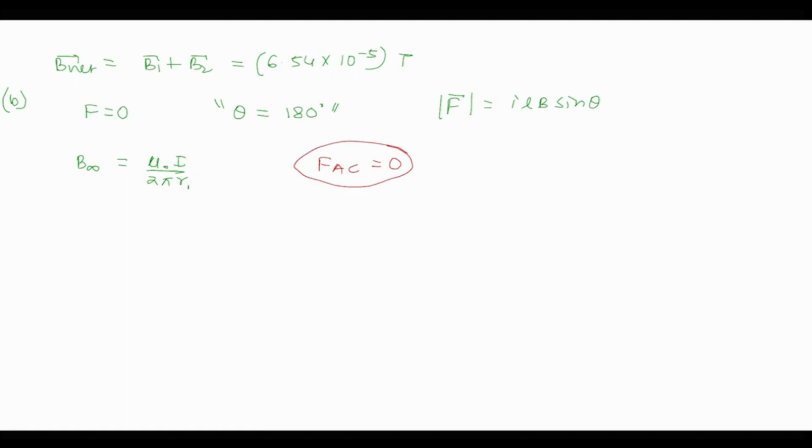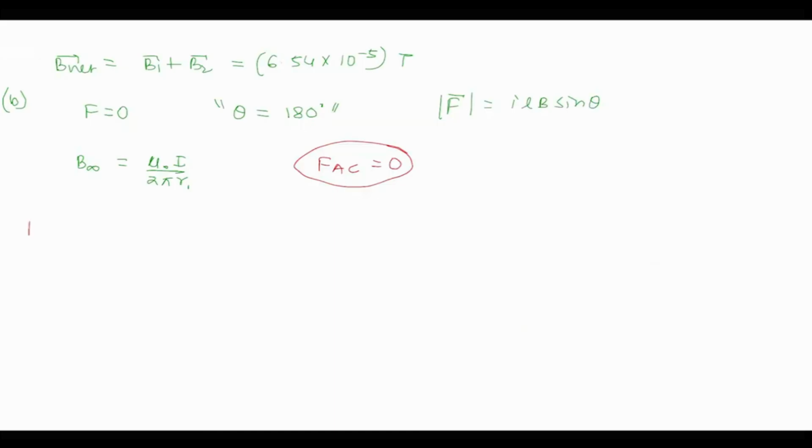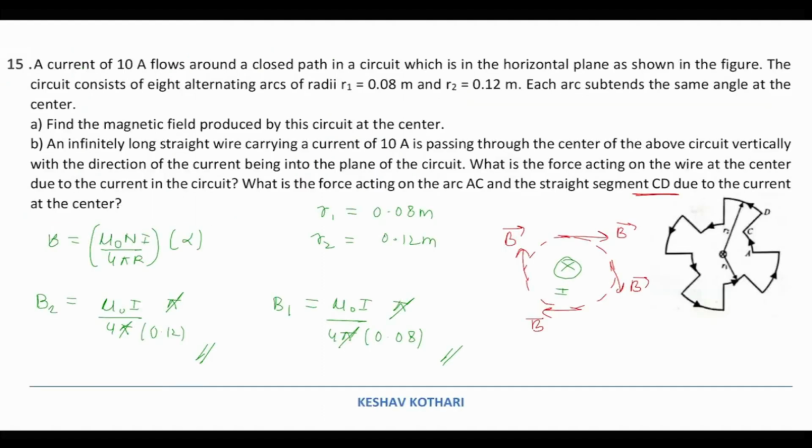Now in the next part we are calculating the force on the segment CD due to the current at the center. So let us calculate the force on segment CD. If we look at the location of CD, it is something like this. Now CD is directed perpendicular to the magnetic field, but the problem is the magnetic field is variable along the length of CD, as the distance from center is continuously changing, varying from the closest distance being 0.08 to the farthest distance, which is equal to 0.12 meter.